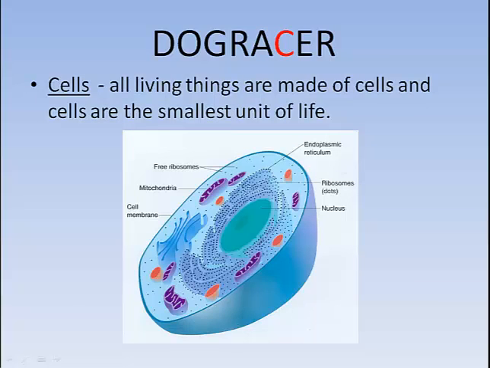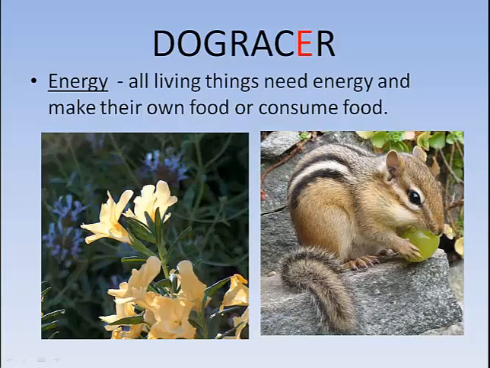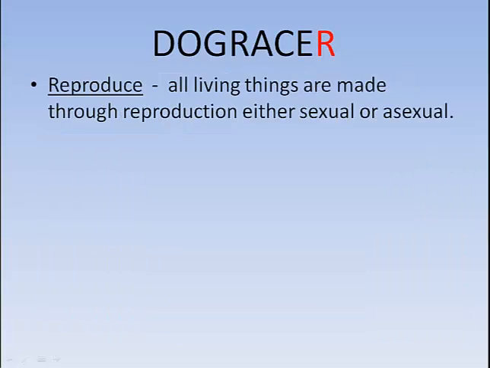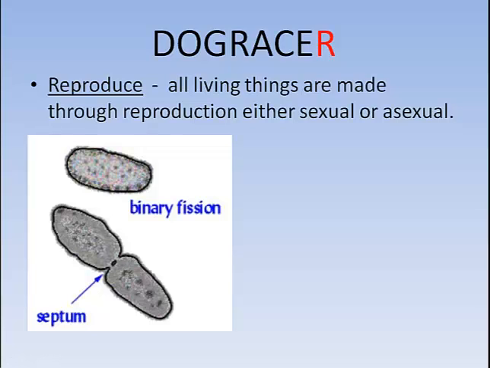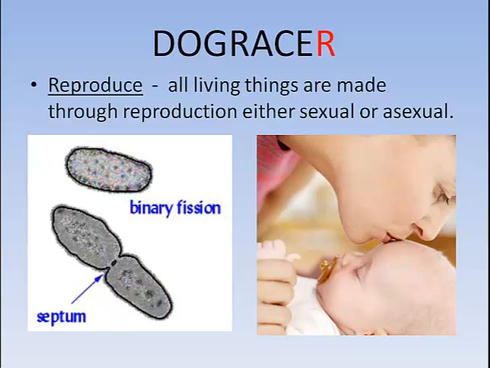C is for cells. All living things are made of cells, and cells are the smallest unit of life. E is for energy. All living things use energy. And they either make it themselves, they're either autotrophs or producers, or they eat food and they're consumers. One or the other. Alright, and all living things reproduce, either asexually, like these bacteria that just split in half, or sexually.